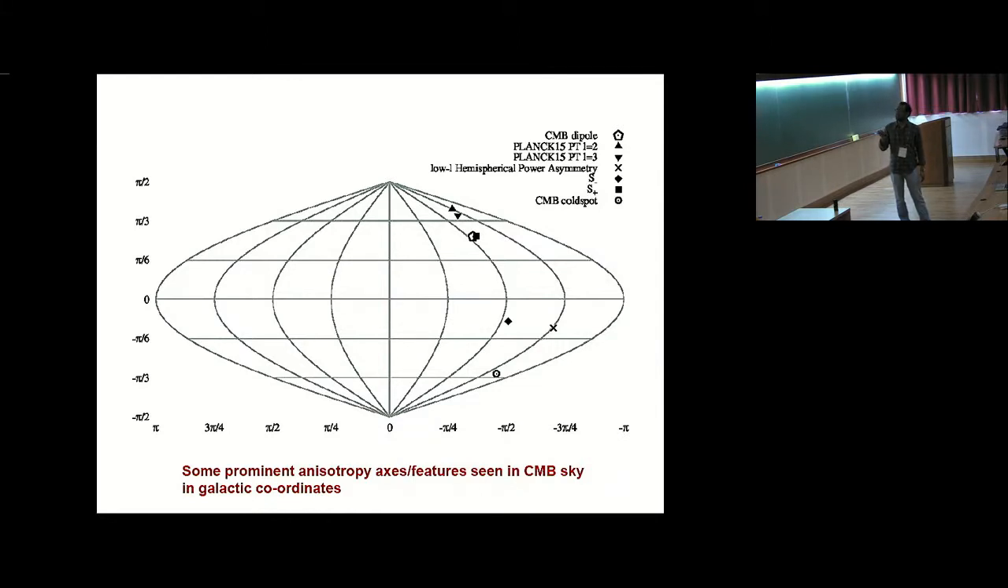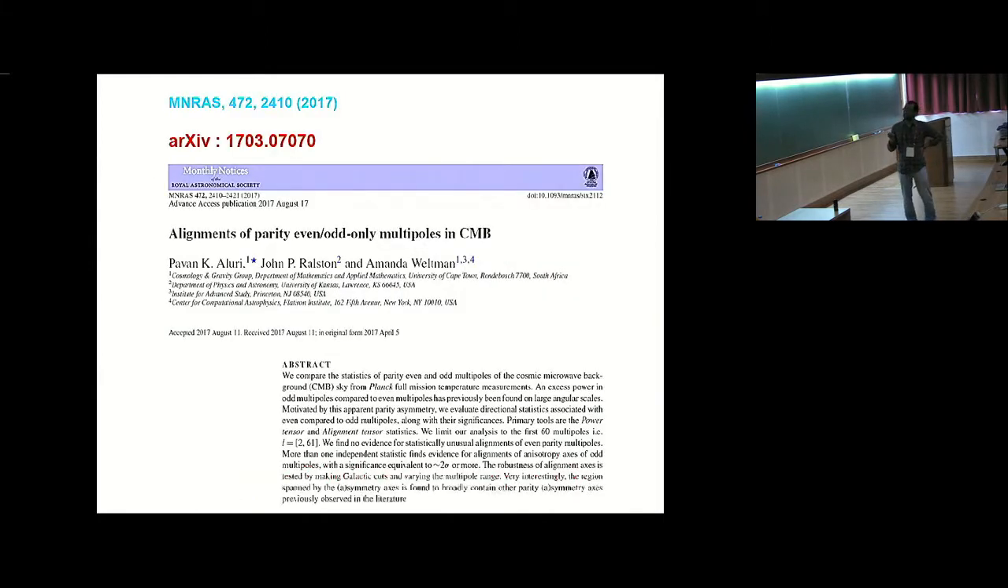So this is the CMB dipole, and then this is the maximum even mirror parity direction, and this is the maximum odd mirror parity direction, and this is the dipole modulation axis, which is also a parity violating phenomenon, in the sense that because it is a dipole modulation, it is also parity violating. So this work is done in collaboration with John Ralston at Kansas University and Amanda Weltman at UCT.